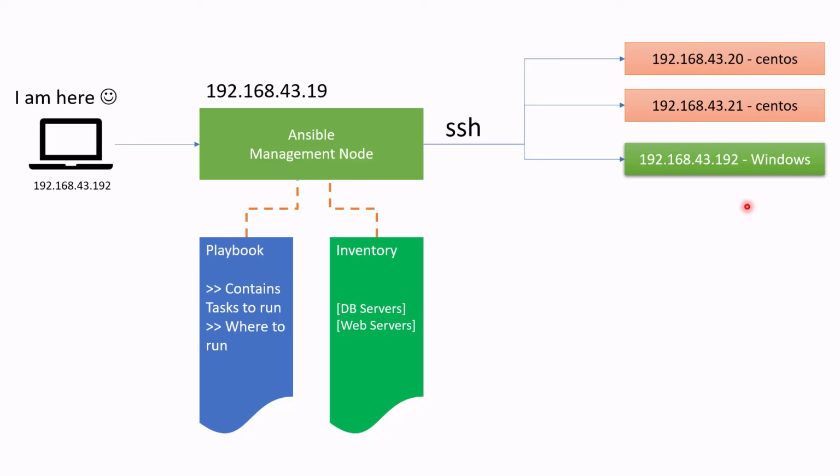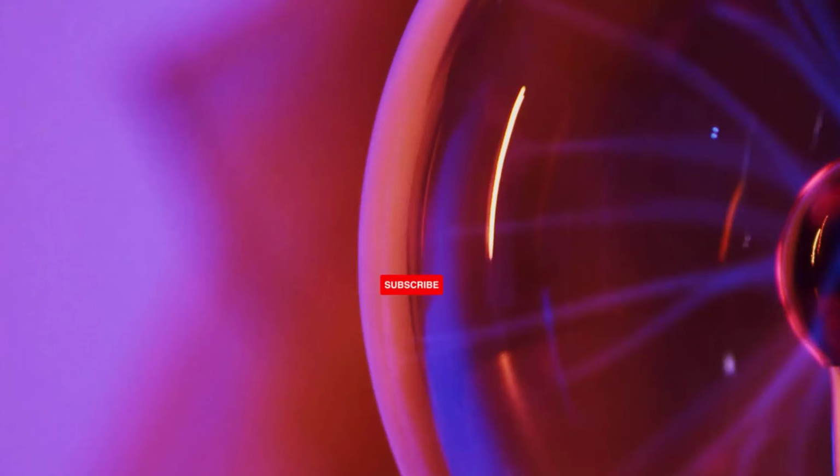Now again, as I told you, to connect to different types of operating systems, it uses different mechanisms. To connect to CentOS, which is a Unix based system, we are going to be using SSH. To connect to Windows, we are going to be using WinRM. So that's all. Let's do some hands on.